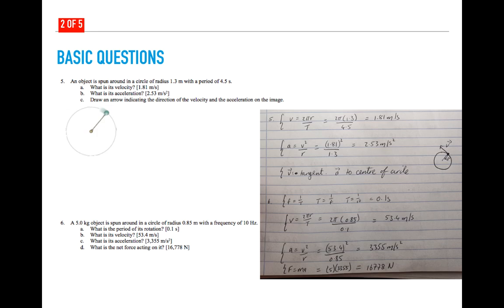All right, question 6. What's the period? So the period is 1 over the frequency. We're given the frequency of 10 hertz. The velocity, again, we're looking for the speed there. That's worked out. Acceleration, same as question 5. And the net force, I've just used F is equal to ma with the acceleration from part C there.